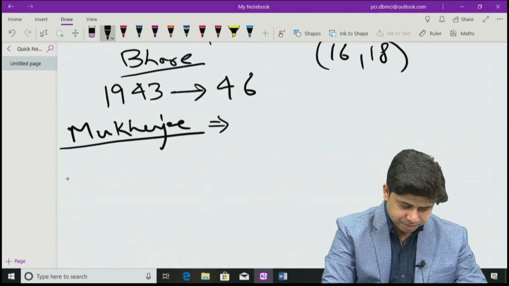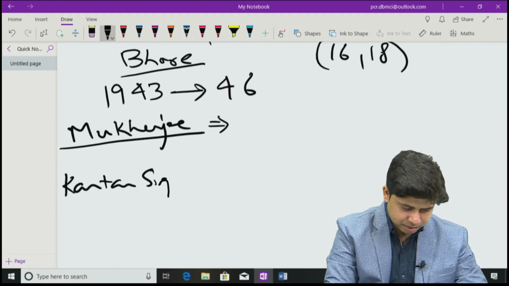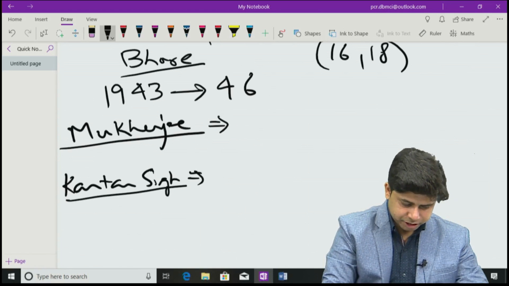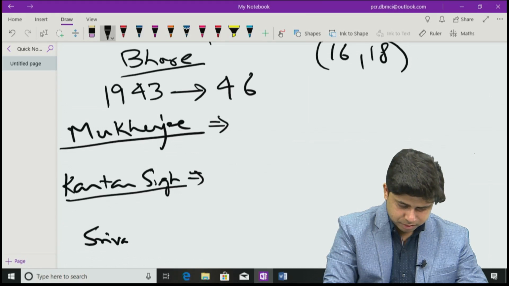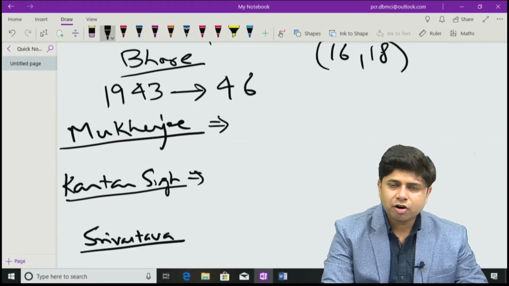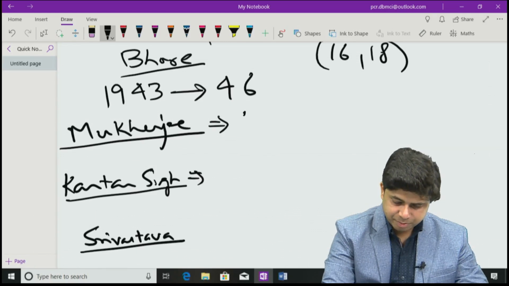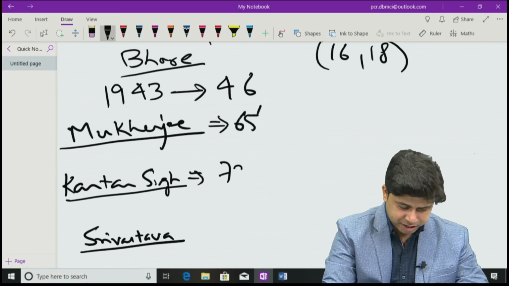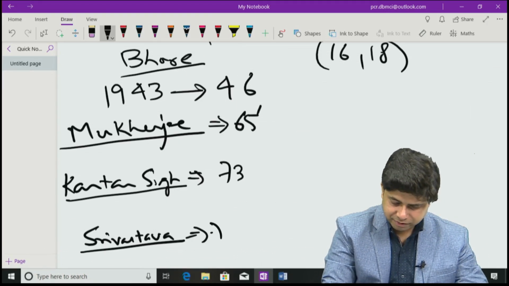Let's just write Kartar Singh and Srivastava. So Mukherjee committee submitted their report in 1965, Kartar Singh in 73, and Srivastava in 75.